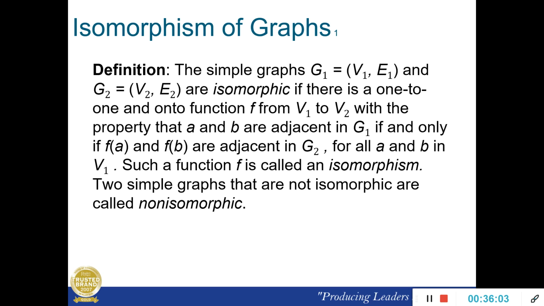So now is the isomorphism of graphs. Isomorphism, basically, there are different graphs, but they can be represented as a similar graph. It is isomorphic. There is a one-to-one and onto function f from V1 to V2. You have two graphs, and you want to see whether they are isomorphic or not, whether they can be represented as the same graph or not.